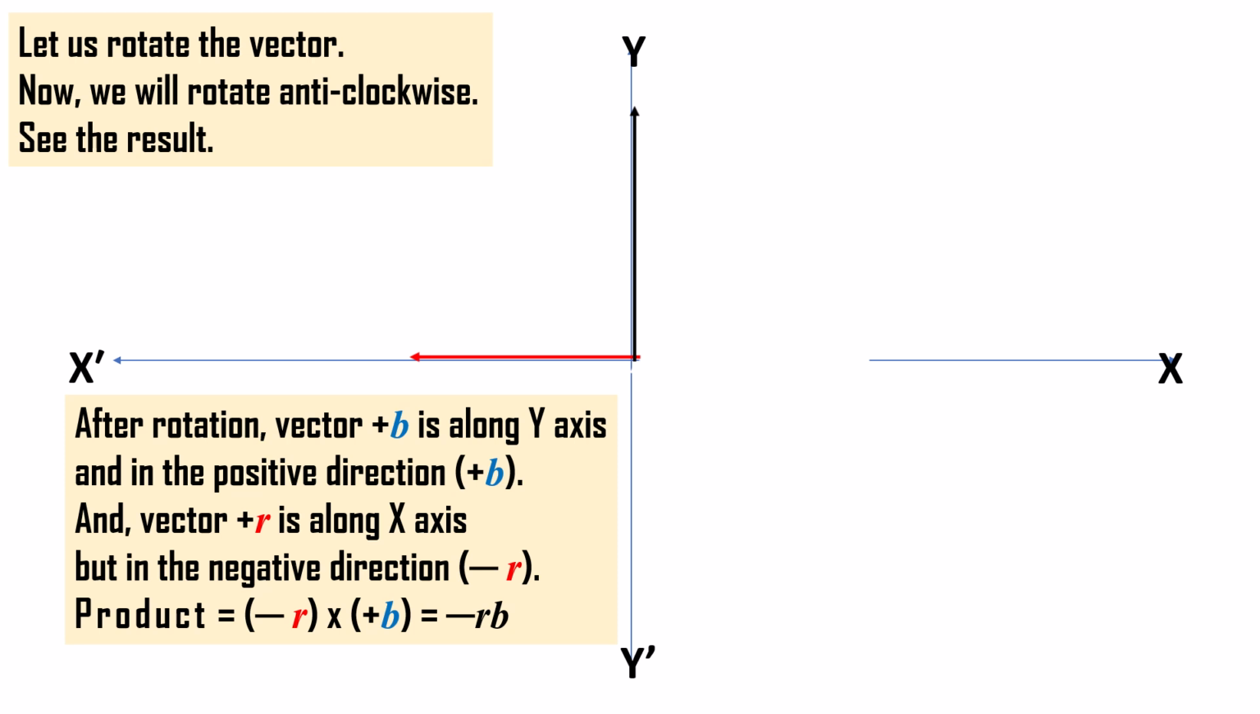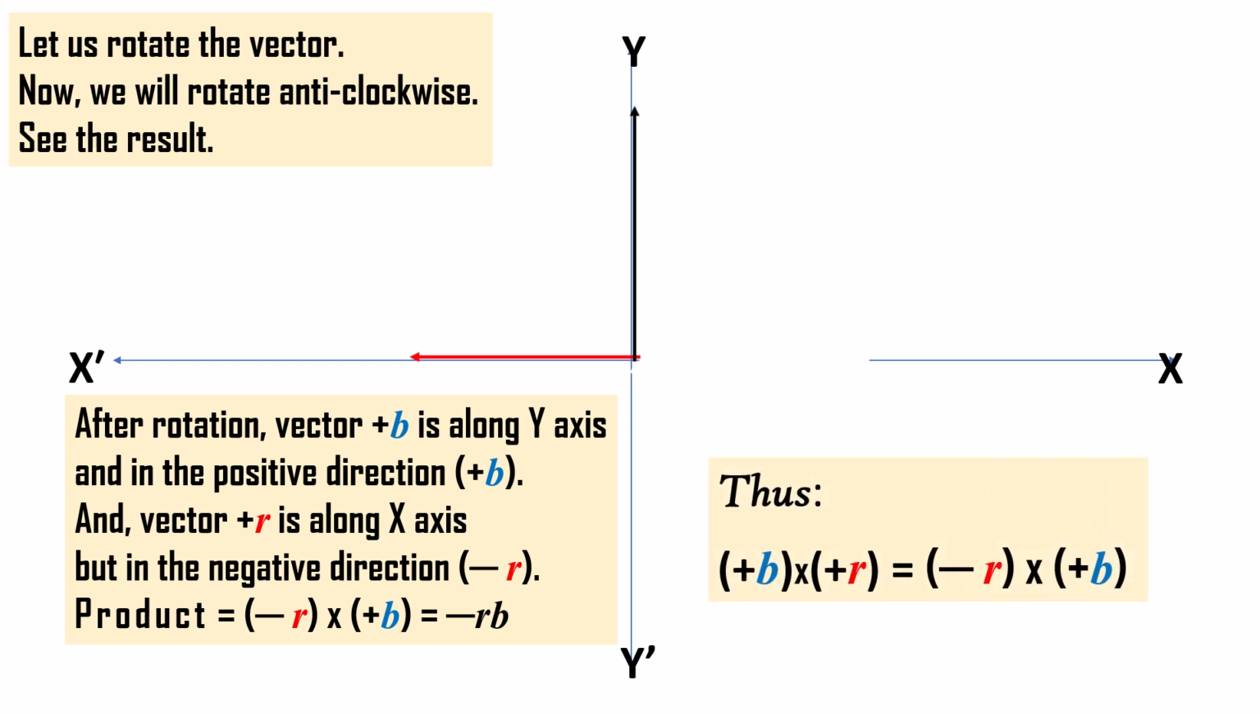But the red line vector R is along the x-axis but in the negative direction, to the left of the origin. So it is minus R. So the cross product is minus R into plus B, equal to minus RB. This is the reason in cross product x into y is minus y into x.